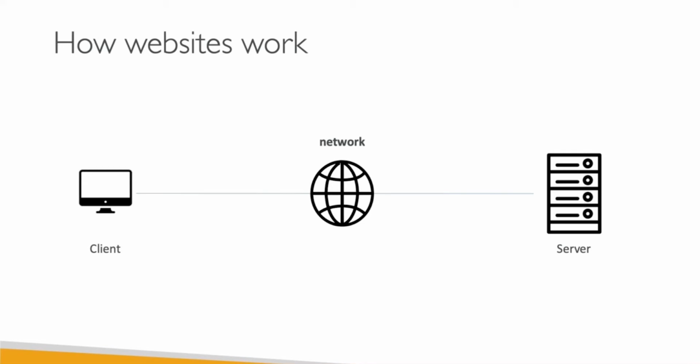Now for the clients to find the server and the server to find the clients, you need to have IP addresses. So a client has an IP address and a server also has an IP address. And so the idea is that when you use an IP address, you can send a request to wherever you want, to the server you want, and the server can know how to find you back.